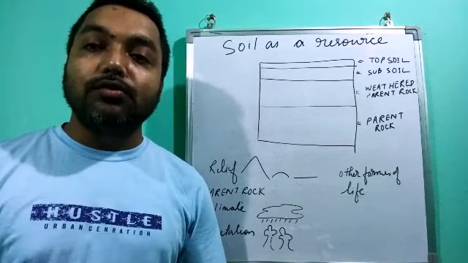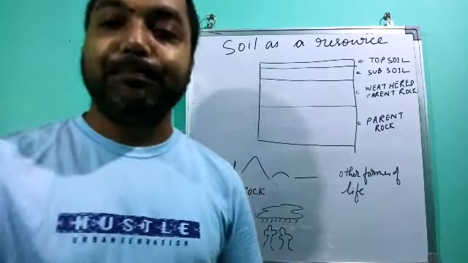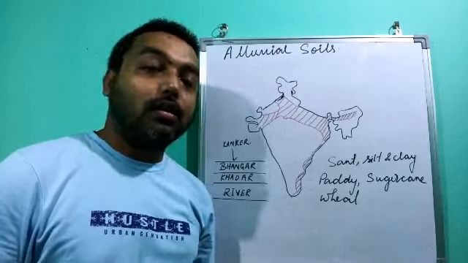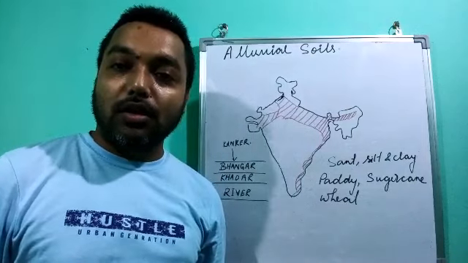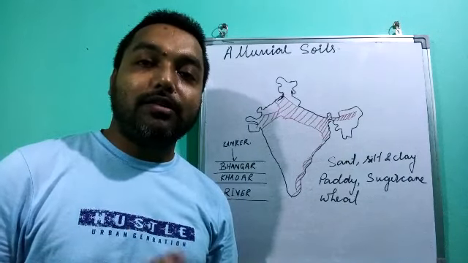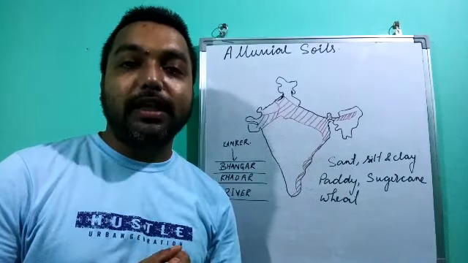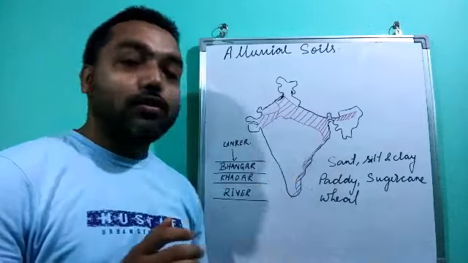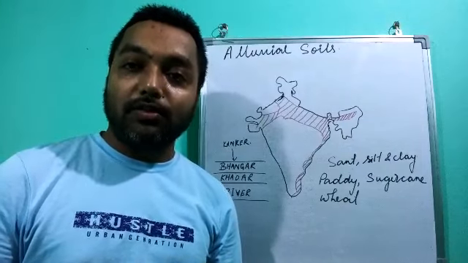Now next move to the different types of soil that are found in India. Let us come to the first classification of soil, that is alluvial soil. Alluvial soil is the soil that is formed by the deposition of rivers. When rivers and their tributaries deposit beside their banks, the alluvial soil is formed. In India, the whole northern plain is totally covered by alluvial soil.